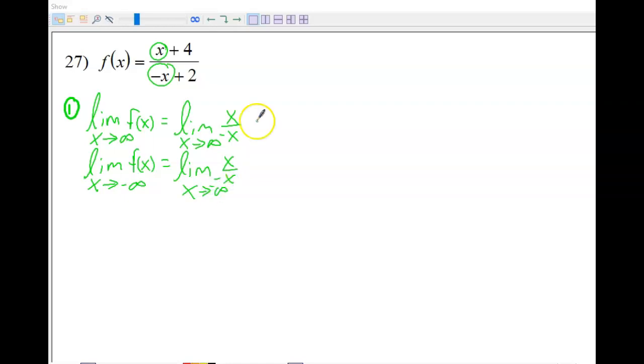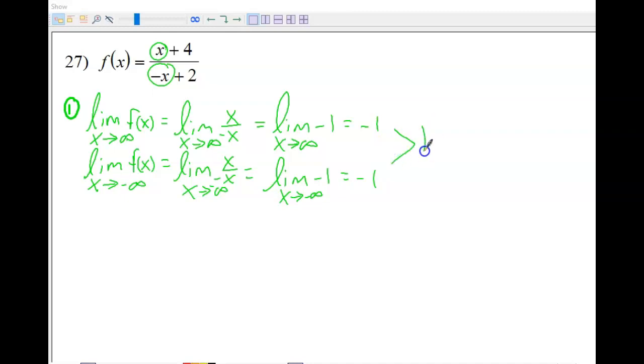Now, before we take the limit, we also want to reduce. That's negative 1. And what we talked about in class is anytime this is just a number, that's the answer. That's what the graph does at the extreme right and left, it just goes to negative 1. And what that tells you is that your horizontal asymptote is y equals negative 1.